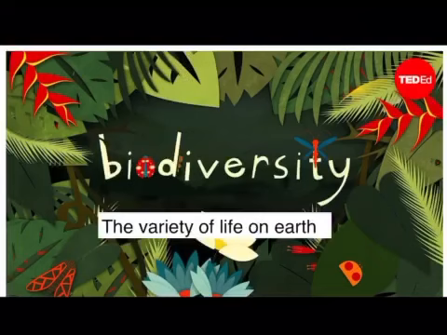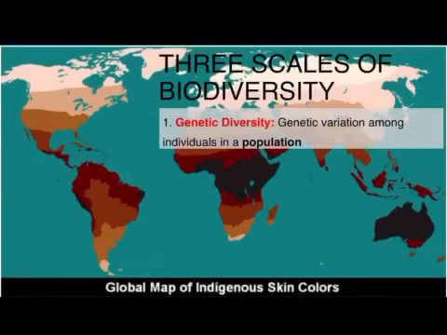And we can further divide it into three different categories. The first scale of biodiversity is genetic diversity, which is genetic variation among individuals in a population. Now, a population deals with individuals of the same species living in a certain area. So, for example, we have human genetic diversity. In the image in the background here, you see a map of indigenous skin colors, and we would have different genetic variation or different gene pools in different areas of the world, and that leads to genetic diversity.